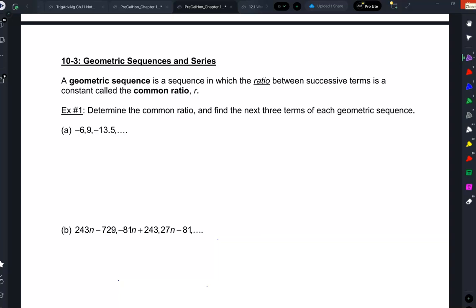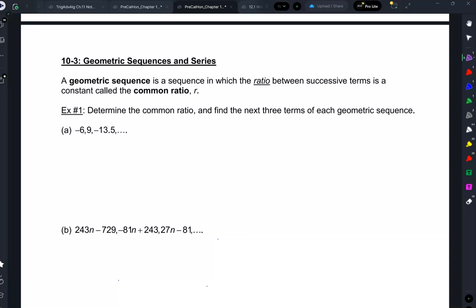Hi, okay, so this is a recording for lesson 10.3, sequences and series, but this time we're going to look at geometric sequences and series. In 10.2, we looked at arithmetic. This time it's going to be geometric. And there are lots and lots of parallels and similarities, so it's just going to be very, very similar.